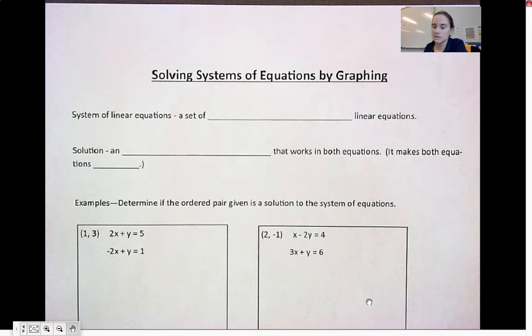Hi guys, this is still chapter 3. This is lesson 2. We're going to talk about graphing systems of equations, and we're also going to include inequalities here. So let's just review.